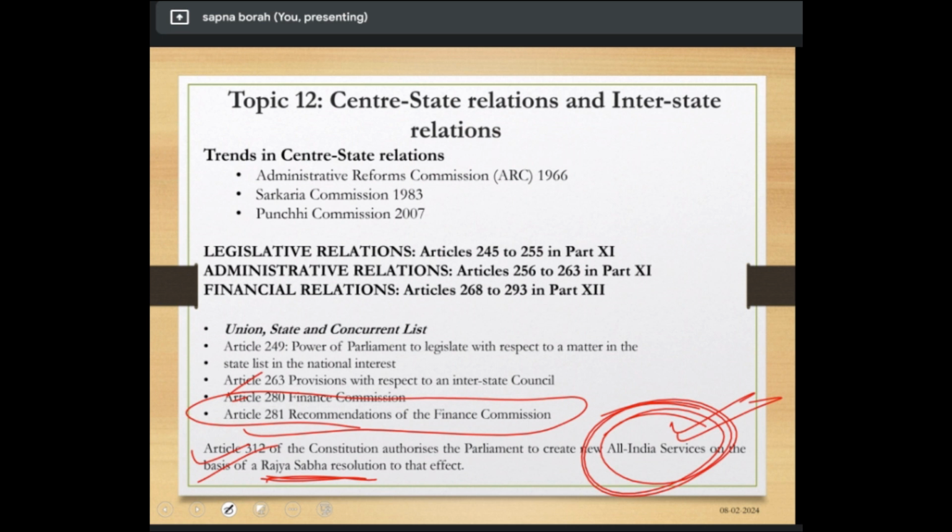A resolution to legislate a matter with respect to the state list under Article 249, and a resolution to create new all India services, both of these are under the Rajya Sabha's purview, not the Lok Sabha's.